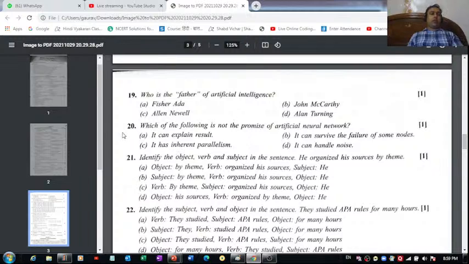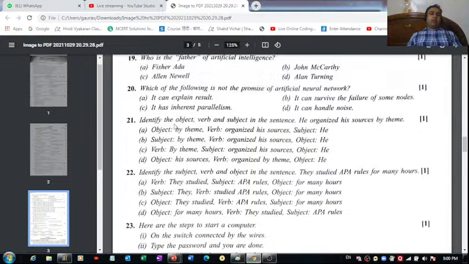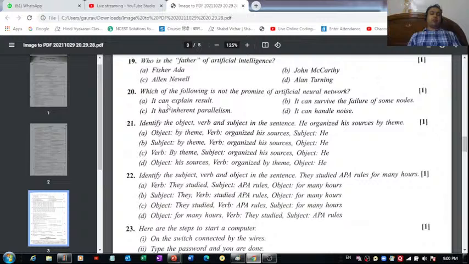Then question number 20 is, which of the following is not the promise of artificial neural network? It can explain result, it can survive the failure of some nodes, it has inherent parallelism, it can handle noise. Of course it is part A. It cannot explain result. There is no promise like this made by artificial neural network. So the correct answer of question number 20 is part A.